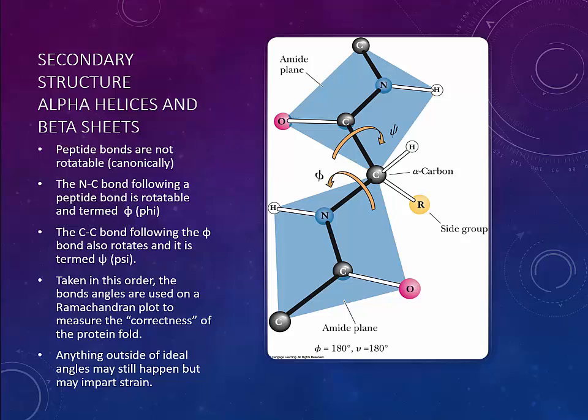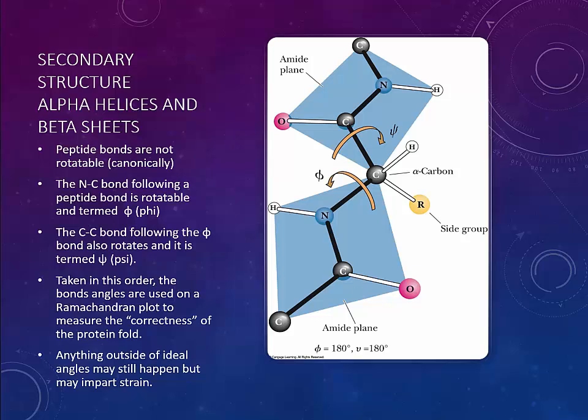Alright, considering the idea that generally speaking peptide bonds will not rotate, that does leave two other bonds that are capable of high degrees of rotation. Not including any bonds involving side chains, the N-C bond following the peptide bond, be sure to review amino acid structure, is termed phi, and the C-C bond following the phi bond is termed psi. These two bonds are capable of high degrees of rotation.